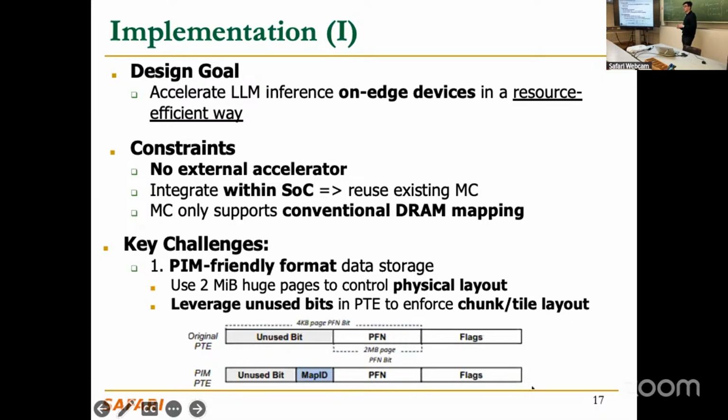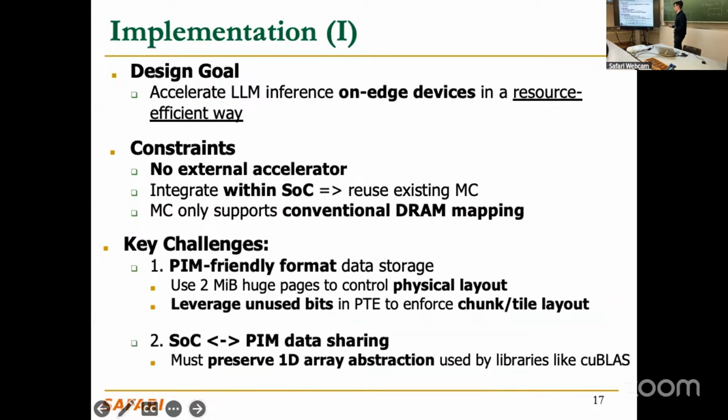So there are some key challenges that we have to tackle in Facil. There are two of them, and the first one is the PIM-friendly data storage format that we have to support. This is easier because we can solve it inherently using huge pages. So we are going to use huge pages of 2 megabytes in order to control the physical layout, and then we are going to leverage the unused bits in the page table entries, as we can see in the figure here, to enforce the chunked or tiled layout that PIM needs. It's important to note that we need the huge pages because this gives us more unused bits to work with, and we have to store the map ID in the unused bits. If we were to use the conventional 4 kilobyte pages, there wouldn't be enough unused bits to work with.